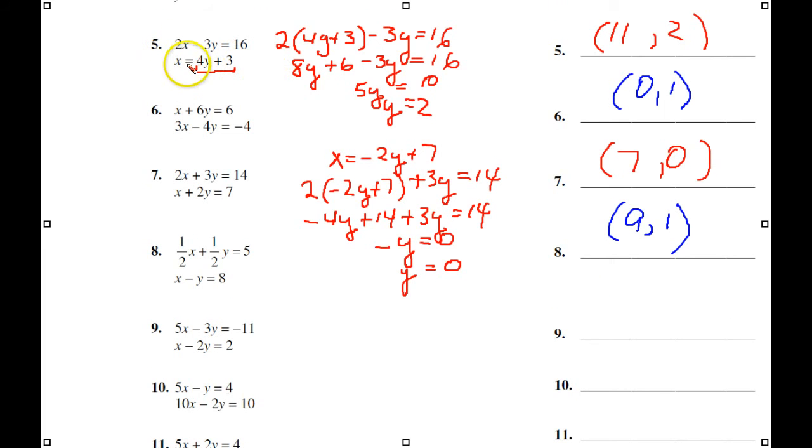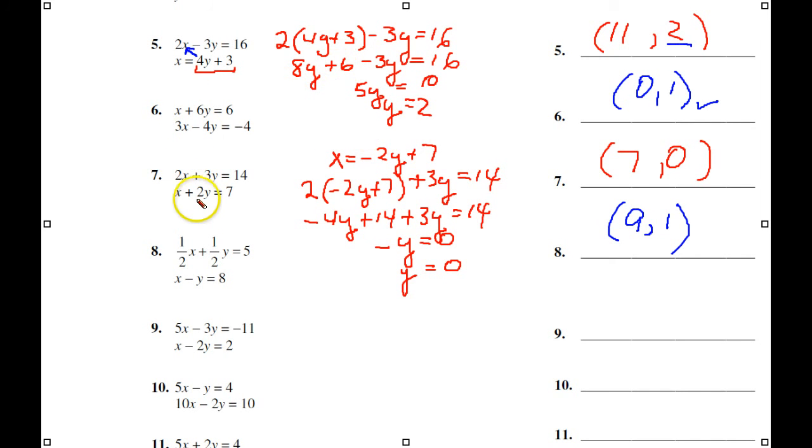In number 5, again, the x is solved for. So this is the value of x. We're going to put that where x is, which is what I've done. Got rid of the parentheses, group like terms, solve for y. y is 2. Then if y is 2, I go over here. 4 times 2 is 8 plus 3. x is 11. Now that's 6 if you want to give that a try.